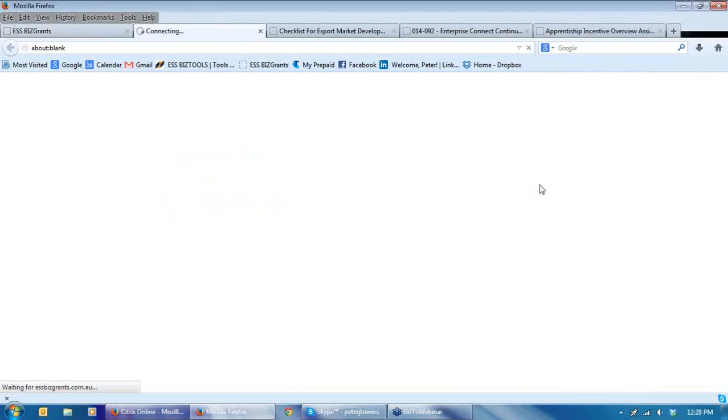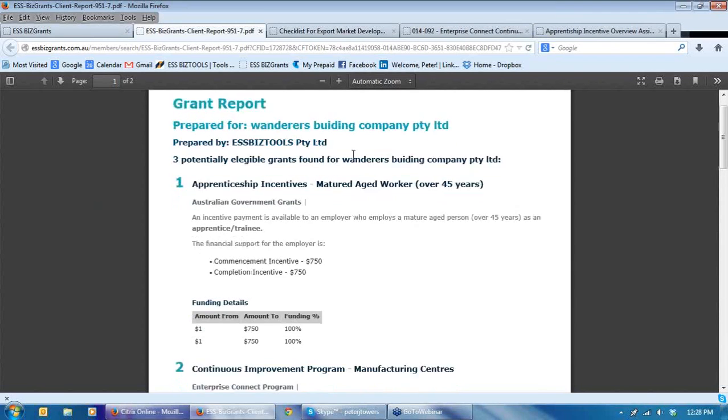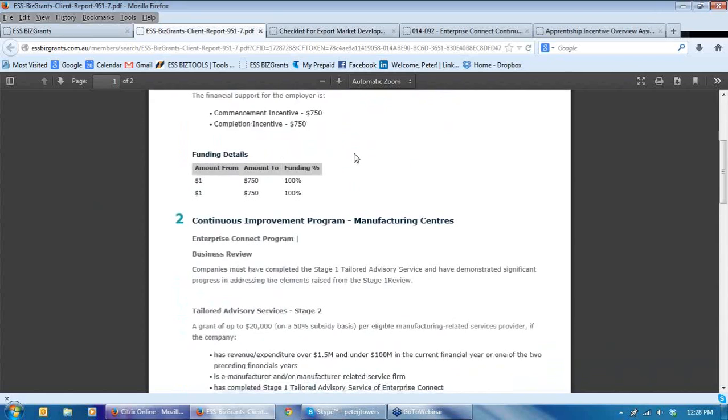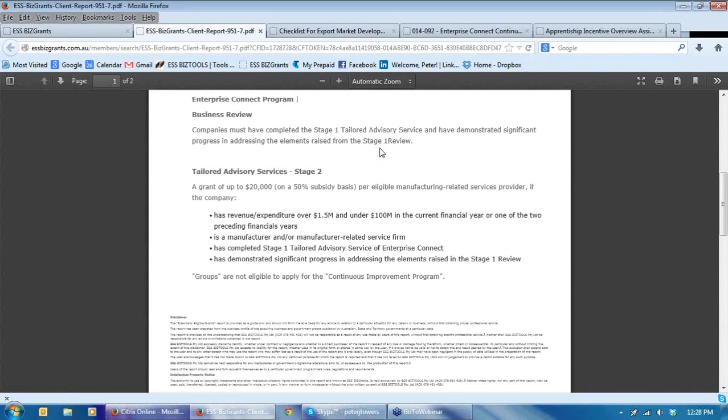At the end of the process, you can produce a report. So the report would be prepared for Wanderers Building Company. It would have your name on there, not ESS BIZTOOLS, your name, and would have a brief synopsis of each of the grants. So the whole idea is you can table this report to your client, discuss the grants with the client, and seek the client's approval to proceed with the grant application. So that's a summary of the ESS BIZGrants product, the way it works.